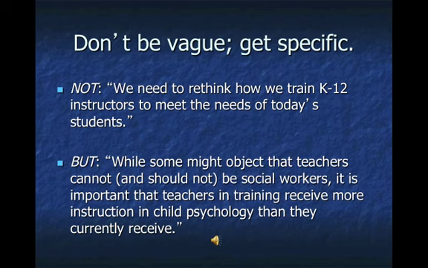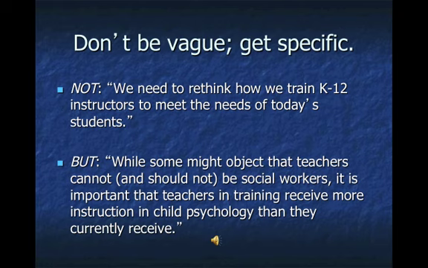When we talked about hazy thesis statements, you may remember that one of the examples we looked at was this. We need to rethink how we train K-12 instructors to meet the needs of today's students. And we said, okay, that sounds kind of good, but there's nothing really specific in there. We're not sure who "we" is. We don't know what kind of rethinking we need to do. It's all kind of vague, even though it sounds like it's getting there. So by making it more specific, we can make this thesis much, much better.